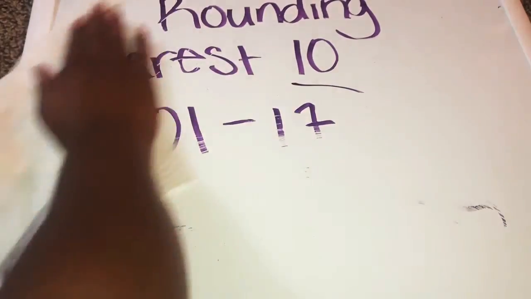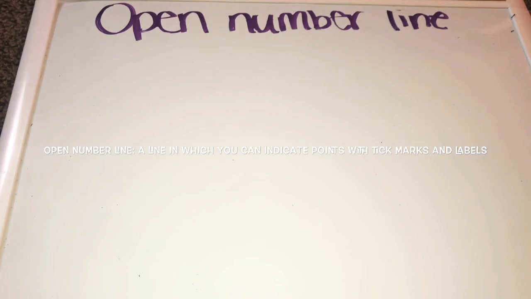When you guys were in second grade, you worked with open number lines. Who can remember what an open number line is? An open number line is a line on which you can indicate points with tick marks and labels. And remember, the numbers on a number line must be in order and have an implied origin or a number in the middle. We are going to use open number lines to help us round our numbers. Get your pencils up and ready to write with me. Our next example is going to tell us to round 54 to the nearest 10.